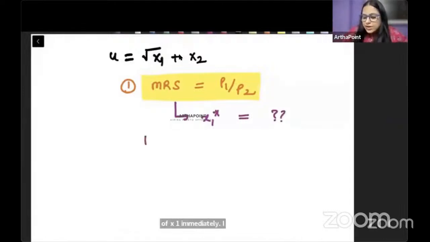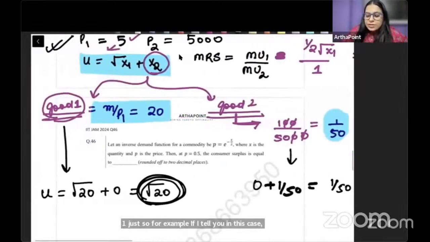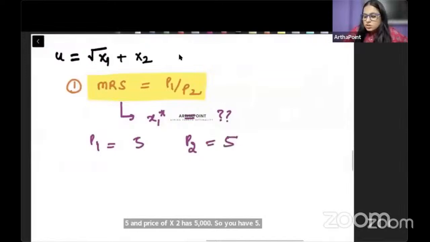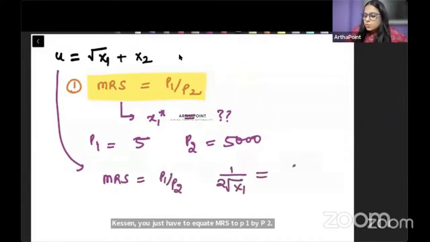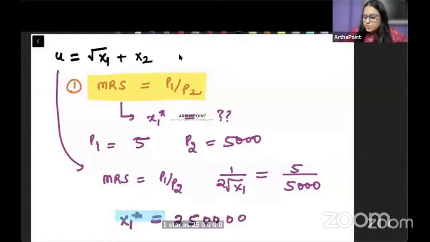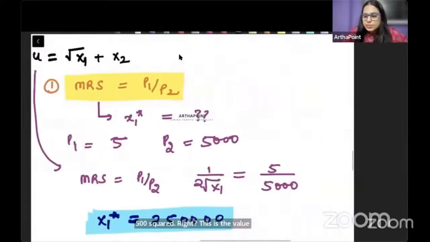For example, in this case the price of x1 was given as 5 and the price of x2 as 5,000. Immediately you will get a value of x1. How? You just have to equate MRS to P1 by P2. MRS is 1 by 2 root x1 equated to P1 by P2. When you do this, you get the value of x1 star as 250,000, which is 500 squared. This is the value of x1 star that you will get.